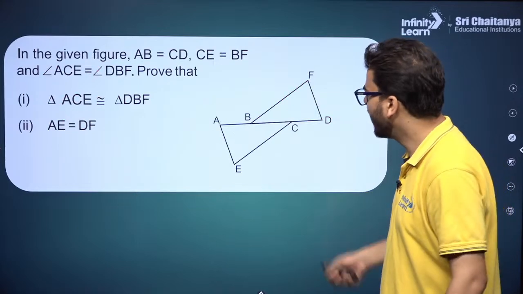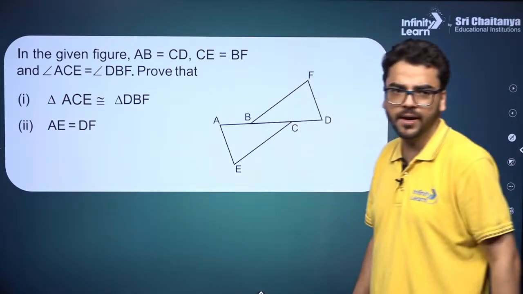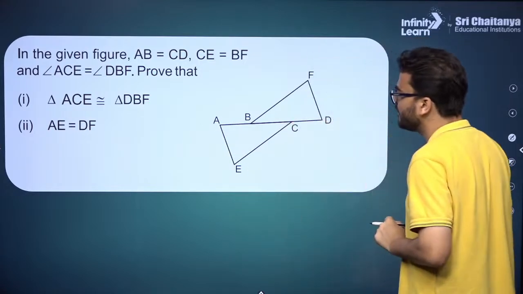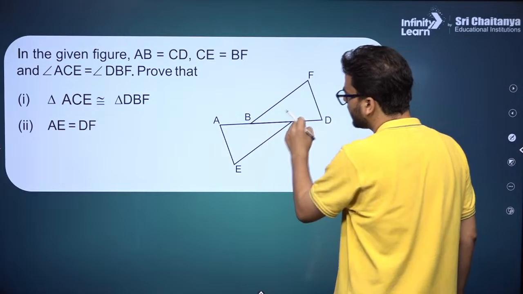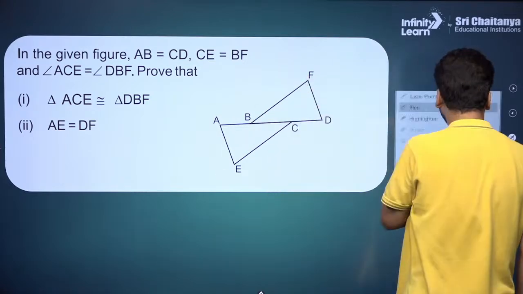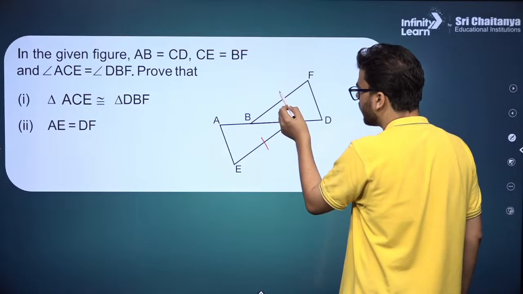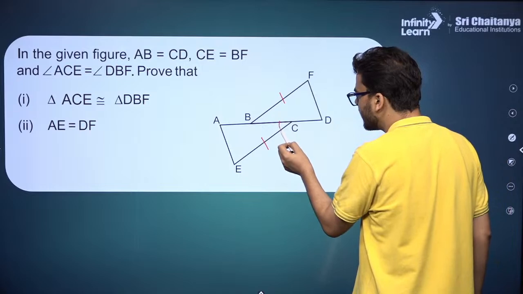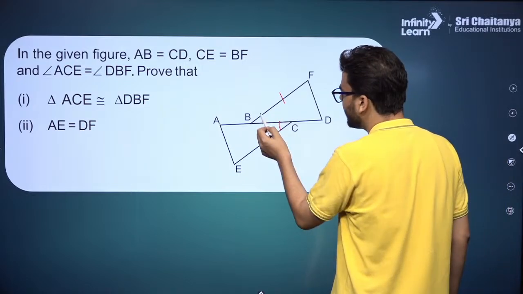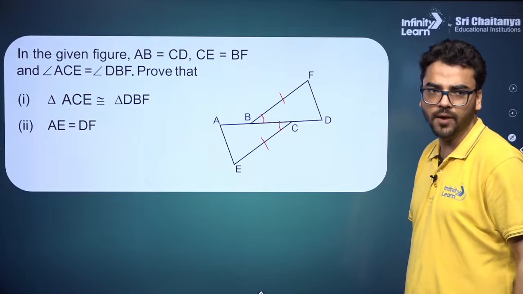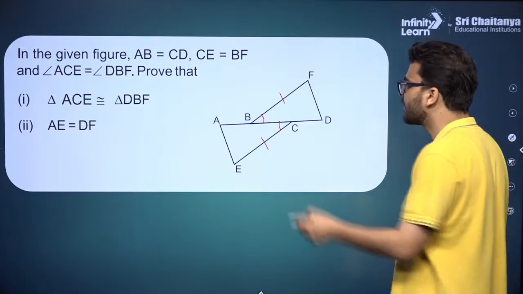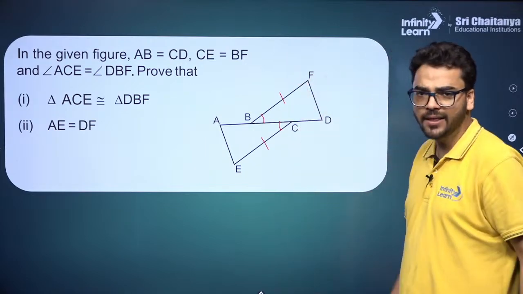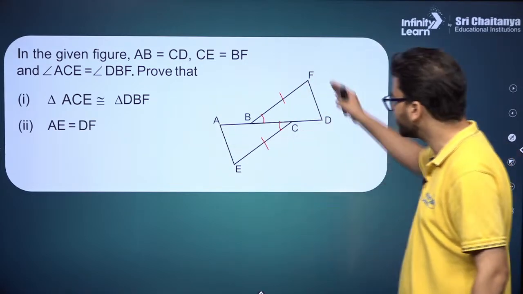Okay, so let's do this one, guys. In the given figure, it is given that AB is equal to CD, and it is also given that CE is equal to BF, and angle ACE is equal to angle DBF. Now we have to prove that triangle ACE is congruent to triangle DBF, and then obviously we have to prove that AE is equal to DF.